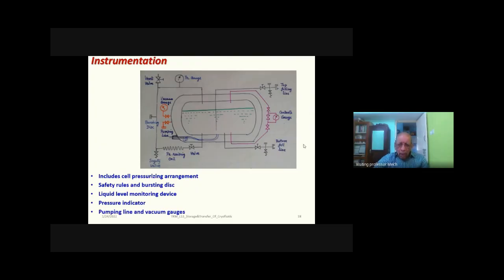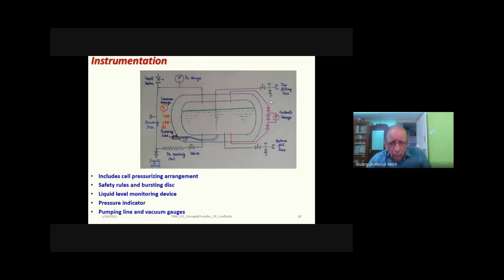Then you have a bottom fill line with a suitable valve, which has safeties, namely the bursting disc and safety valve. And also the top filling line, which has a suitable valve, and then the bursting disc and safety valves.